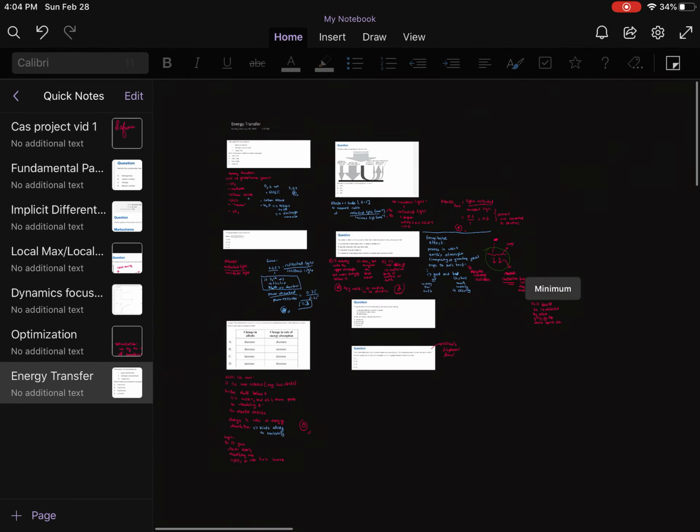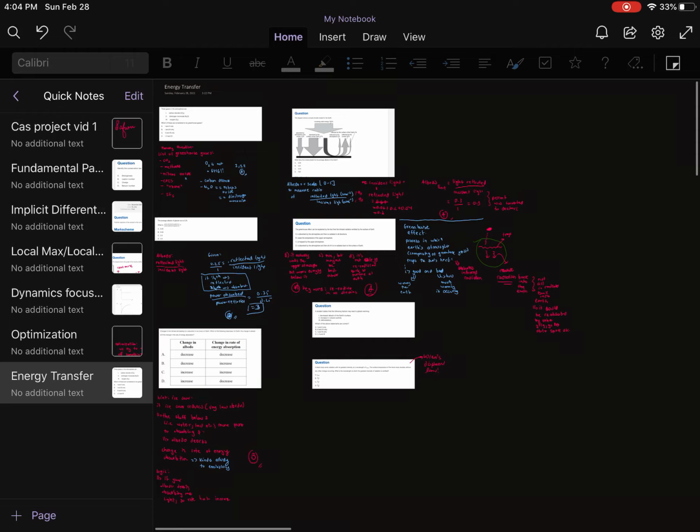Sup guys, today we're going to be doing a video on energy transfer. In energy transfer there's I think 2 to 3 aspects in which you learn the types of energy transfer. So radiation, convection, conduction, with a focus on radiation. And through that you learn concepts like Wien's displacement law, the concept of albedo, the greenhouse gas effect.